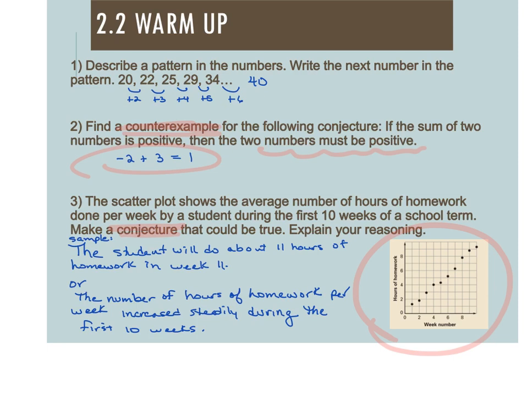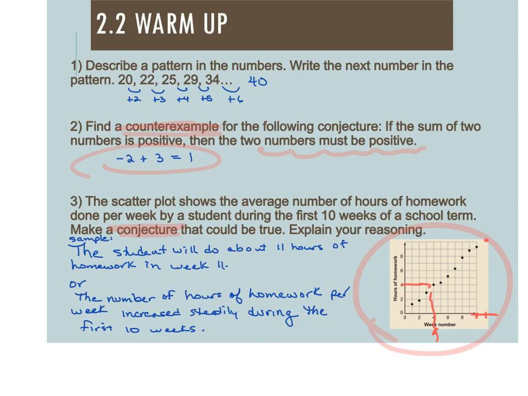So from this, I could make the statement that the student will do about 11 hours of homework in week 11. If you notice, the end of the box is 10, so if you were to extend it, and notice that it's continually increasing, you could make that statement. You could also say that the number of homework hours increased steadily. You could also say, in week 4, they had 4 hours of homework. Any kind of statement that you would make based on the graph.